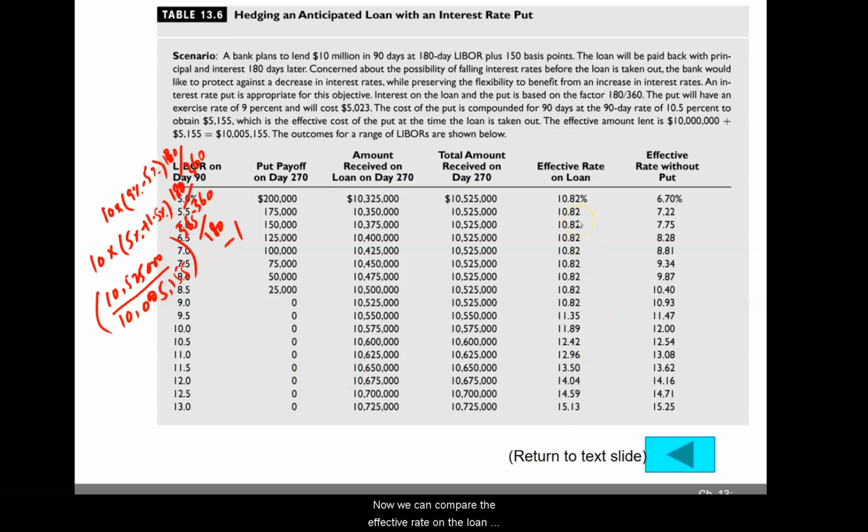Now we can compare the effective rate on the loan against the effective rate without the put here. So if there was no put, then we see that there is a lot of variation possible in the payoff from the loan, and the lender in this case is exposed to the risk from falling interest rates, and it can be as low as 6.7%.